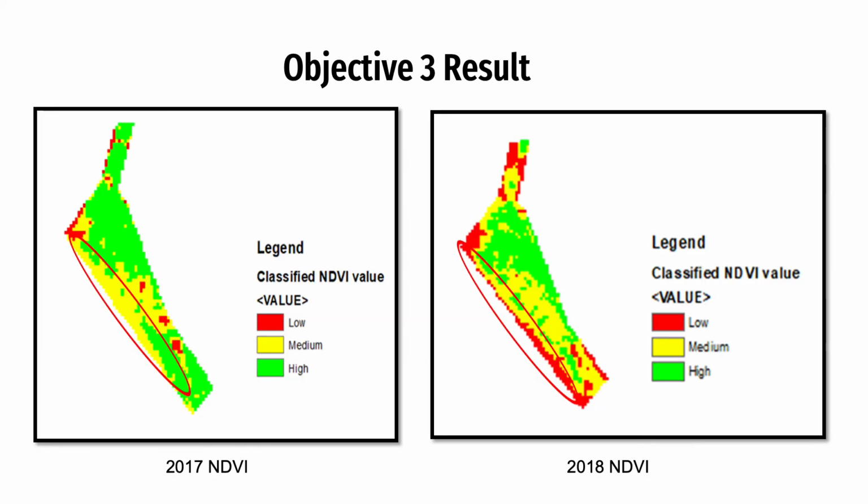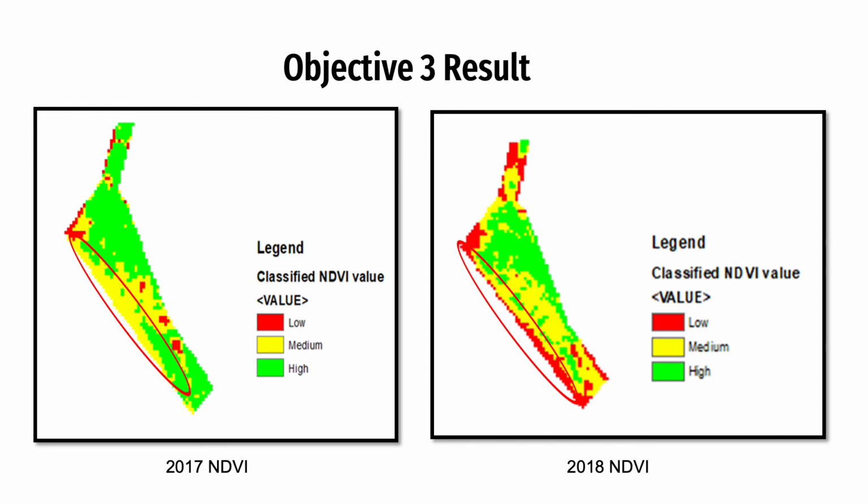So next is objective 3 result. In this study, the NDVI image of 2017 and 2018 was classified into 3 classes, which are low, medium, and high. Each class was displayed using different colors: green, yellow, and red. The green color displays high vegetation, yellow displays medium vegetation, and red color displays low vegetation.